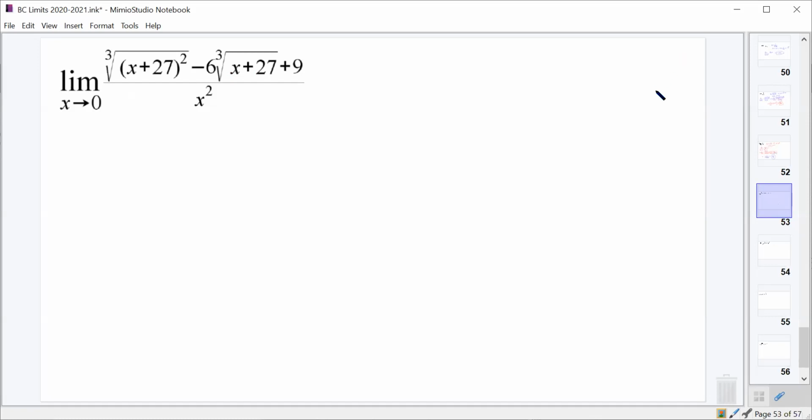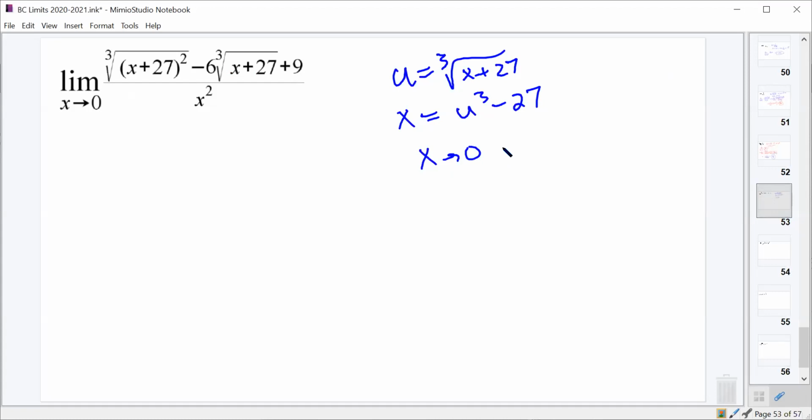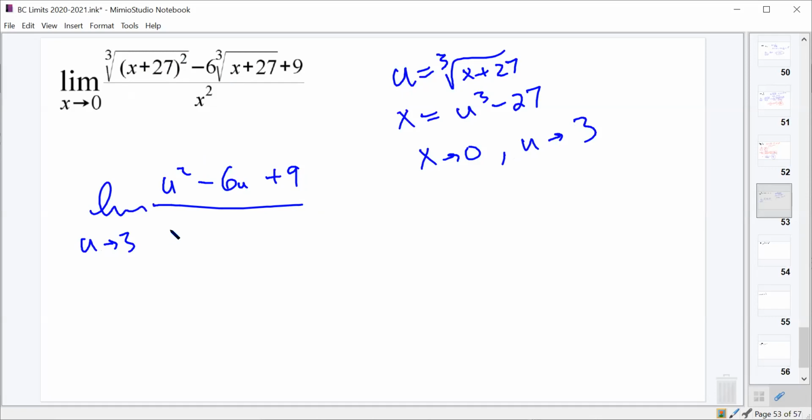Yep, cube root of the x plus 27. Good, Darius. So we're going to let u equal the cube root of x plus 27. That means that x is going to equal u cubed minus 27. And as x approaches 0, it means that u is approaching 3, the cube root of 27. And so we'll rewrite this as the limit as u approaches 3 of the cube root of x plus 27 is our u. So we've got a u squared to start with. And then minus 6u and plus 9. And in the denominator, we've got u cubed minus 27 squared. Everybody good with that so far?